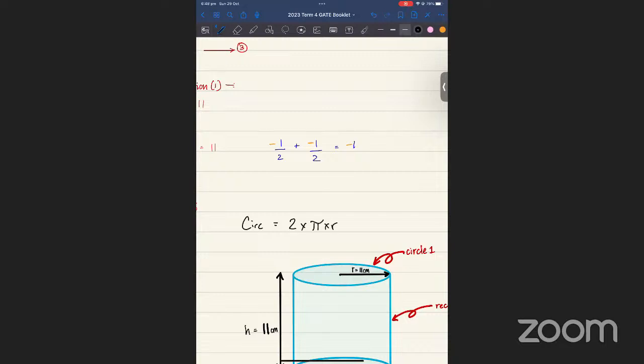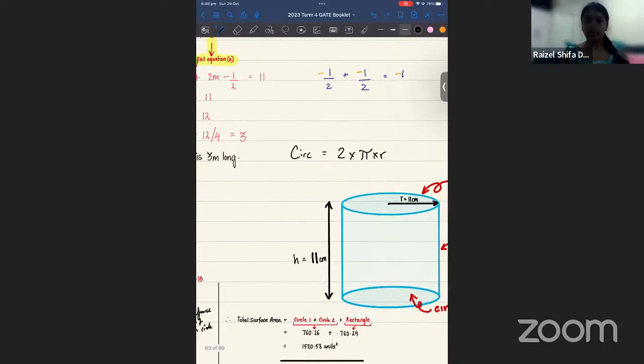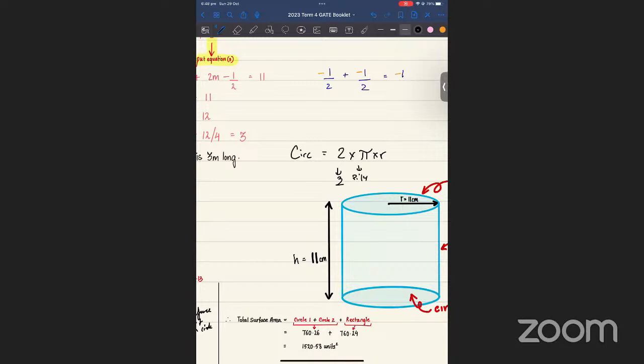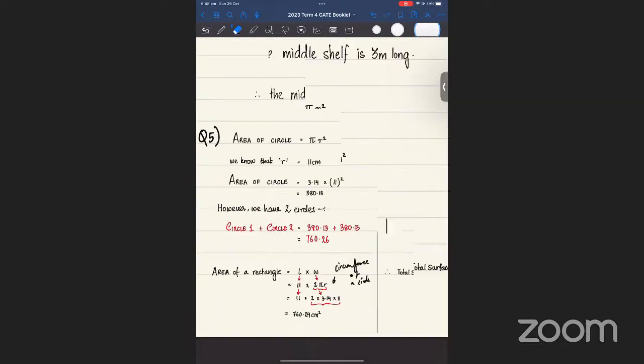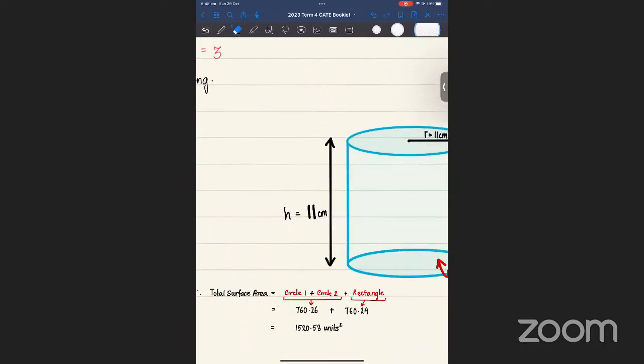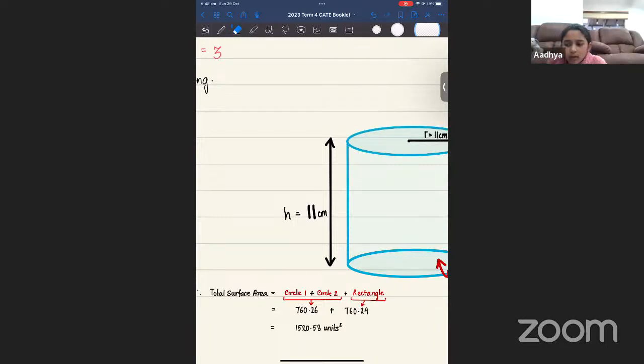Do you understand? Yes. And in the question, we know that 2 is 2. We know that pi is 3.14. And r, we know that it is 11. So when you multiply that out, you get 760. When we add them up, you get 1520.53. Okay, got it? Yeah. Awesome. I don't understand why you need to use pi.